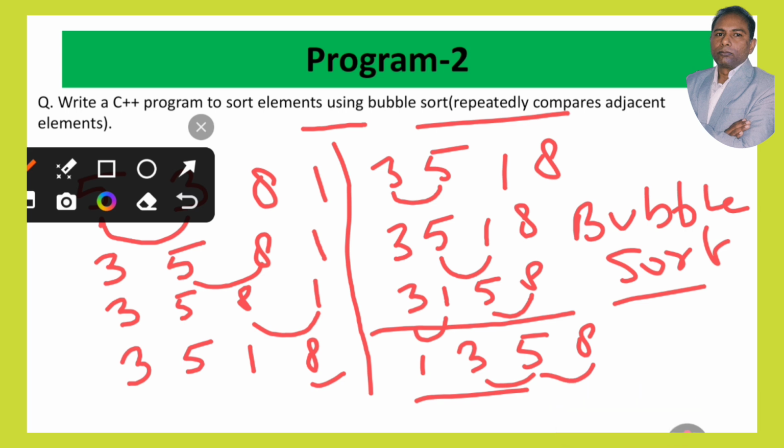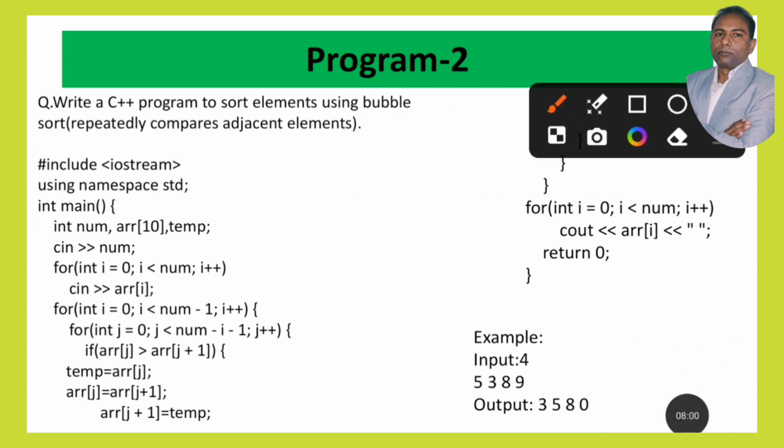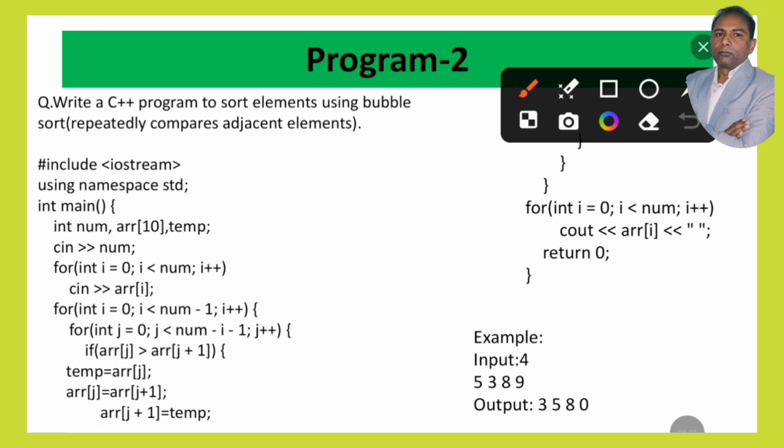So we can write one program for the bubble sort. We can try the program. Initially we have started the header file, which is iostream. Then using namespace std. Then we are writing the main, the starting of the main program.